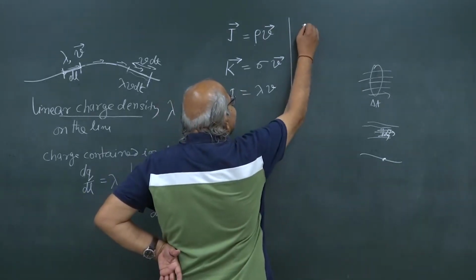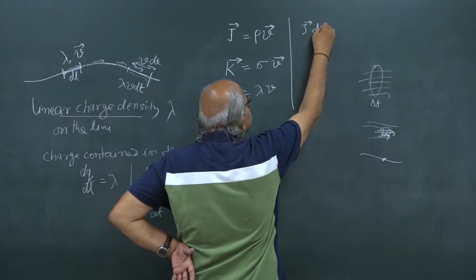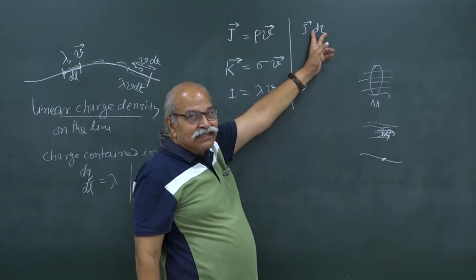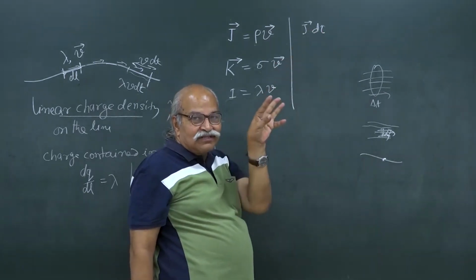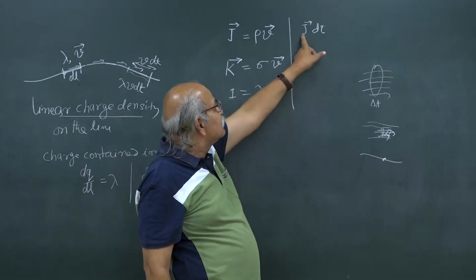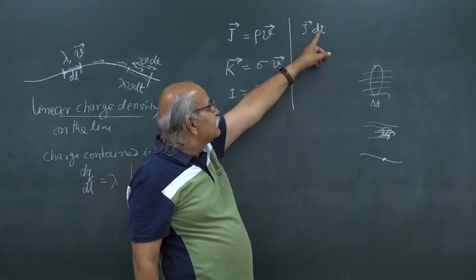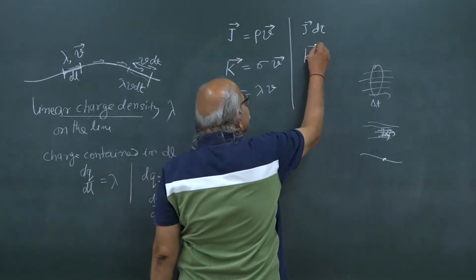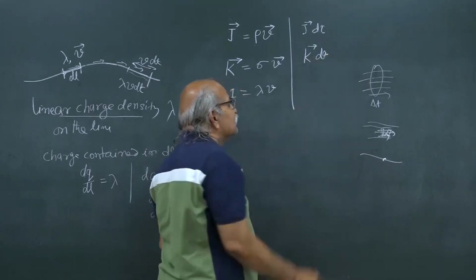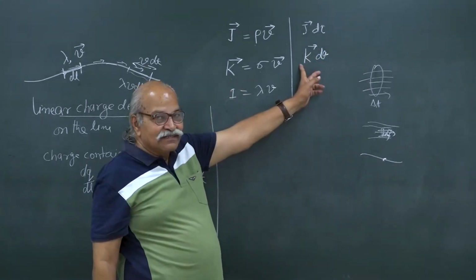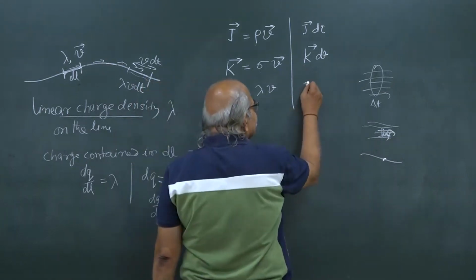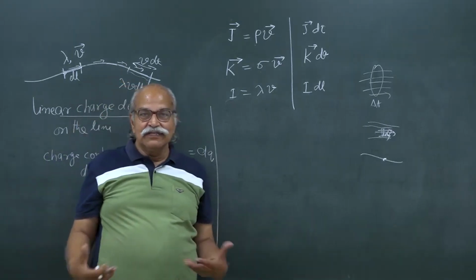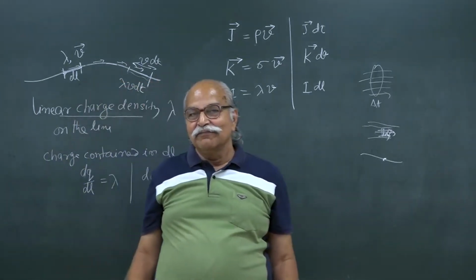So, we have J d tau, the elementary volume d tau, and in that volume how much is the current. So, that is this J d tau, the current element in case of volume current. Then K dA, that will be the current element in case of surface current, and this I dl, that will be the current element for this linear current. So, we will be using these things in calculating magnetic fields.